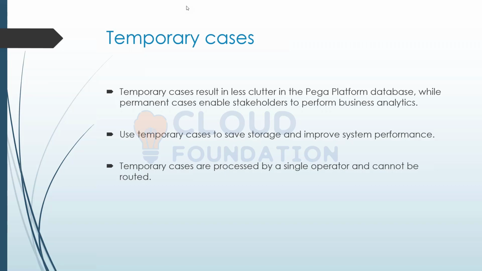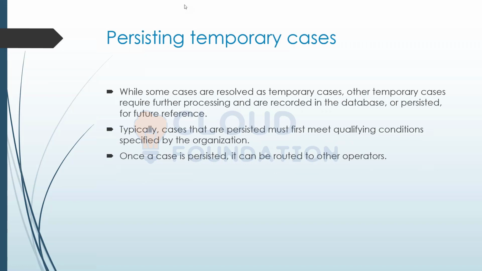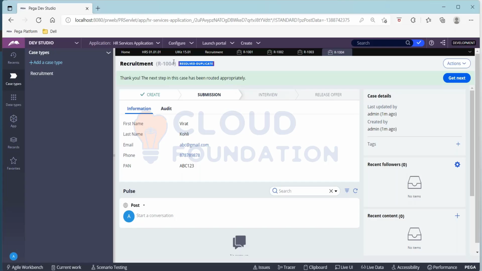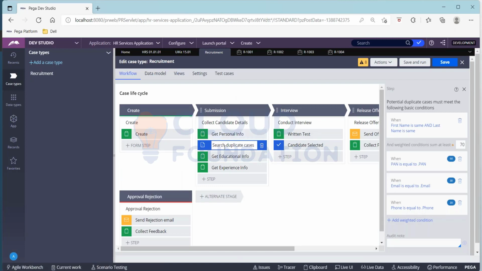There should be some cutoff where you decide, okay, at this point, I will convert my temporary case to a permanent case. So that is done using your persist case shape. Until some condition is met, I will make it a temporary. Once it is met, only then I will turn it to be a permanent case. Just to give a simple example here, now we design the duplicate case search. Until this case is certified not duplicate, I will design it as a temporary case.